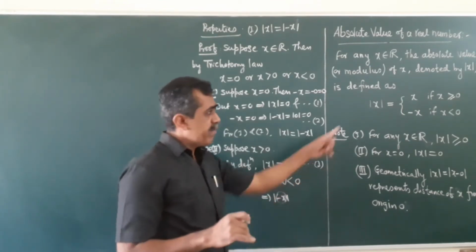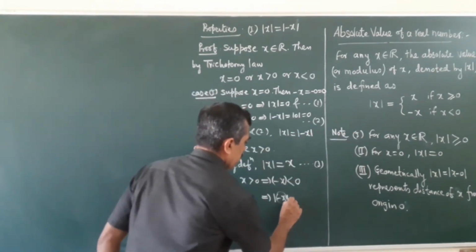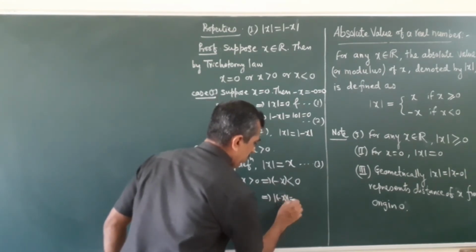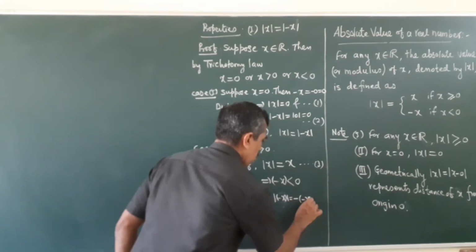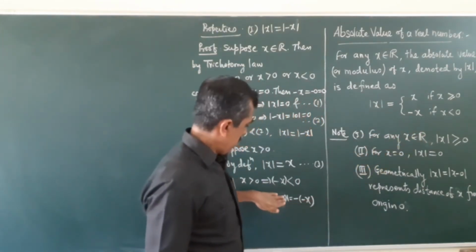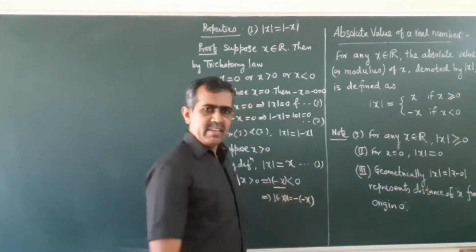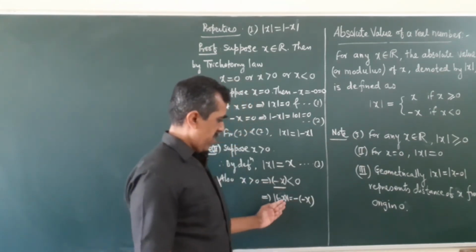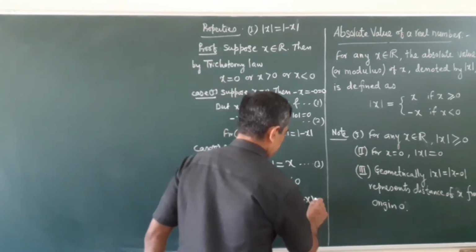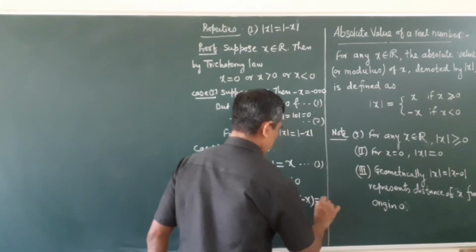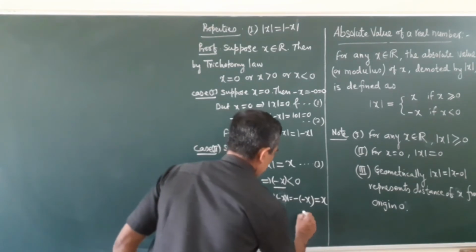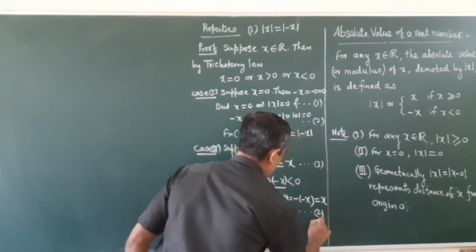Then, by definition, mod of y is minus of y, because this y is less than 0. So, mod of y is minus of y. But what is this? We know, this is equal to x. Call this number 2.